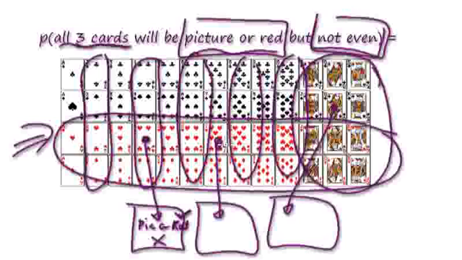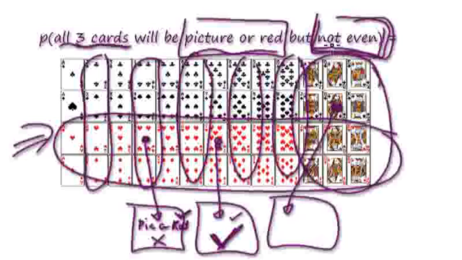Okay, let's have a look at this 7 here. Picture or red. Well, it's not a picture card, but it's a red card, so that's good. And it's also not even. Well, 7's an odd, it's not even. So overall, this card is good.